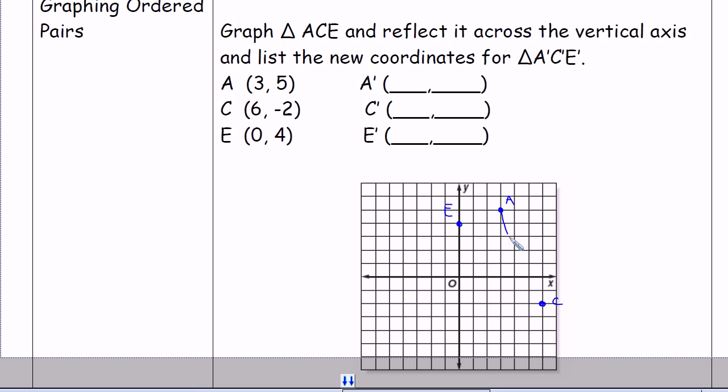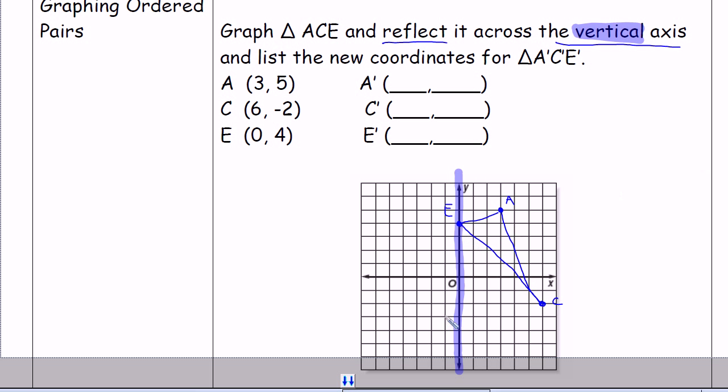So it's triangle A. And the question is, we want to know where A prime, C prime, and E prime are after the reflection across the vertical axis. So again, the vertical axis, that is talking about the y-axis, the one that's going up. So the mirror right here on my y-axis, do the same, and flip each one of these points over.